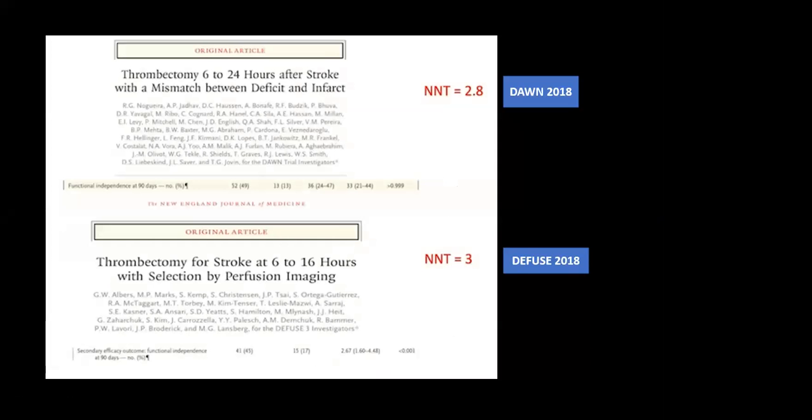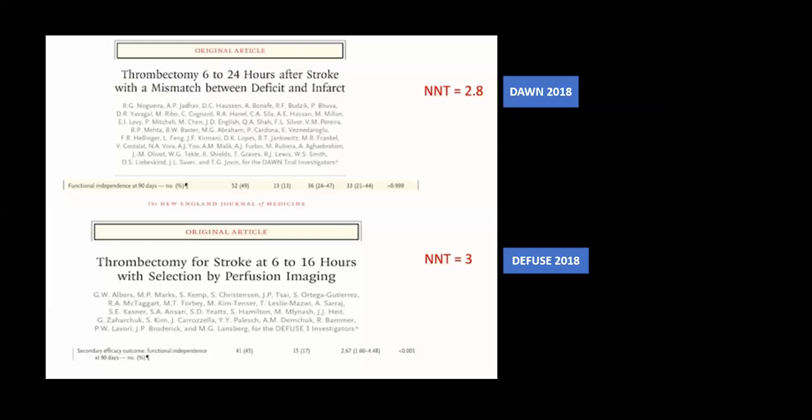Okay, let's move on to talk about the late window randomized clinical trial. There are two major studies looking into the late window randomized clinical trial. The DAWN 2018 trial takes patients from 6 to 24 hours after the stroke with a mismatch between deficit and infarct. And the DIFFUSE 2018 trial looks at thrombectomy for stroke from 6 to 16 hours with selection by perfusion imaging.